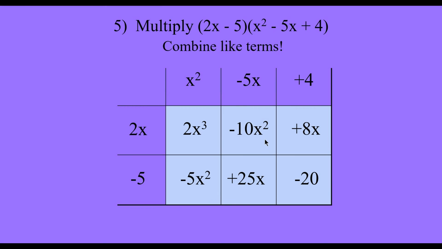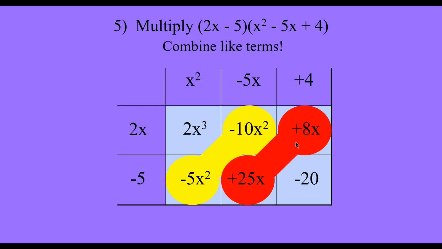And I've got these two are like terms, x squared and x squared, and these two are like terms, they're x's, so I combine them. I've got negative 15x squared and positive 33x. So my final answer is going to be 2x cubed minus 15x squared plus 33x minus 20. And that's some serious multiplying there.